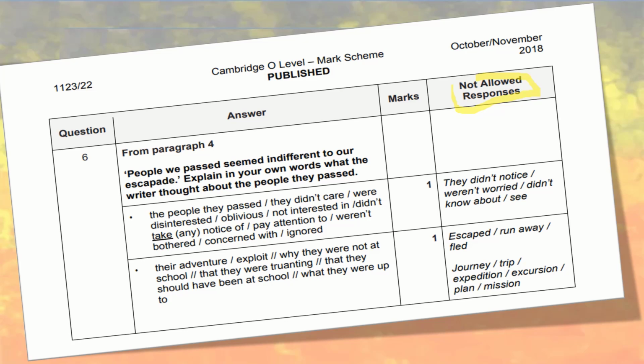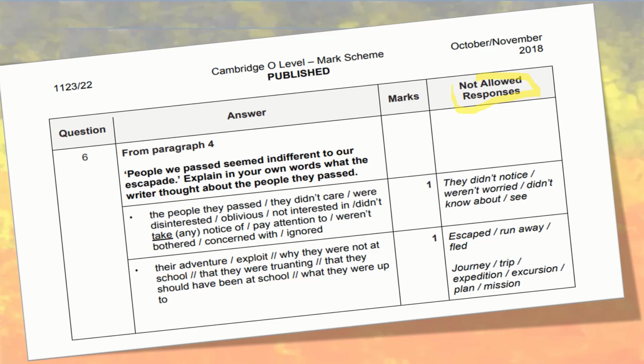The other is their adventure, their exploit, why they were not at school. So this thought was also pinching them, that they were not at school and they should have been at school. So you have seen how the mark scheme is set, and this is how you have to come up with quite sensible responses so that you get good marks.